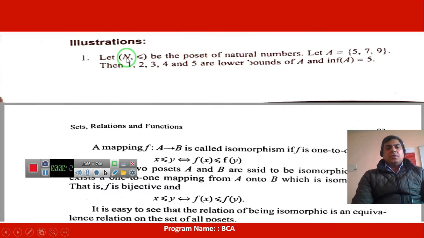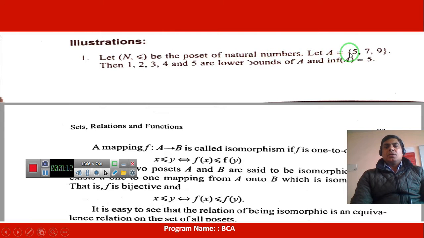N is a natural number and this is a relation not used in the usual meaning, not used for less than equal to. It is a relation, maybe comparable or non-comparable, maybe divisibility relation, maybe less than equal to relation, maybe less than, maybe greater than, maybe addition relation, but it is a relation. Okay, be the partial order set of natural numbers.